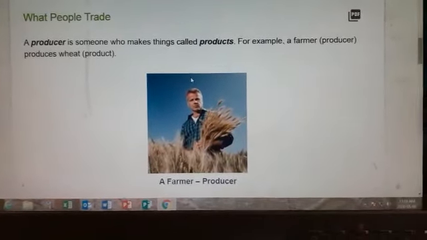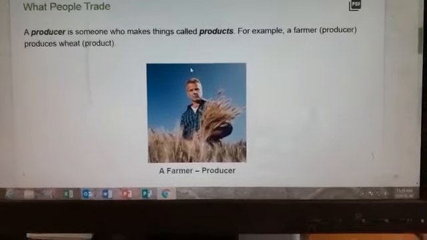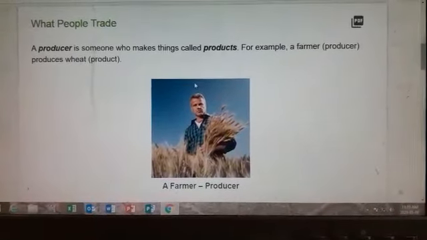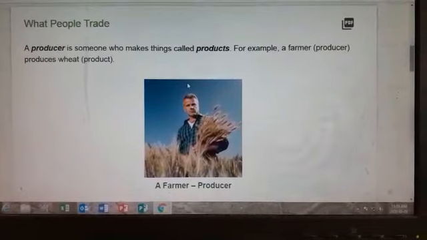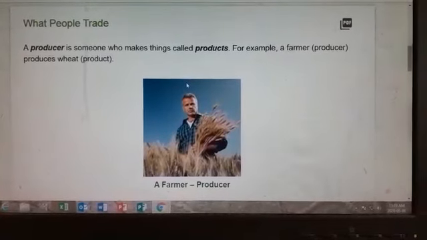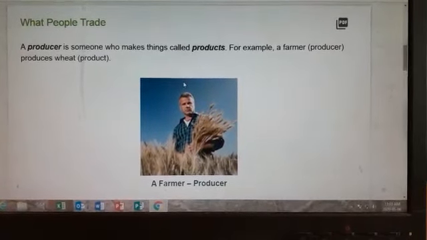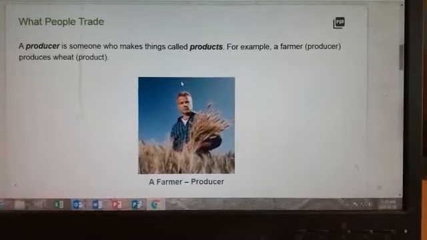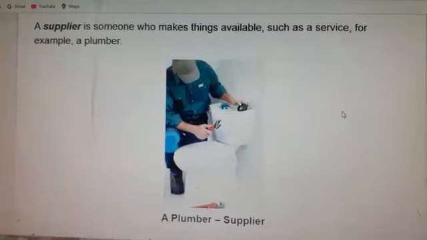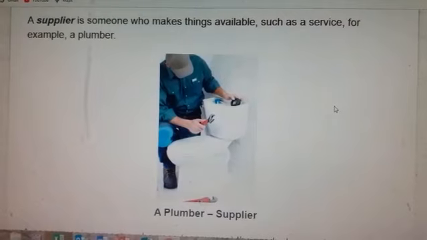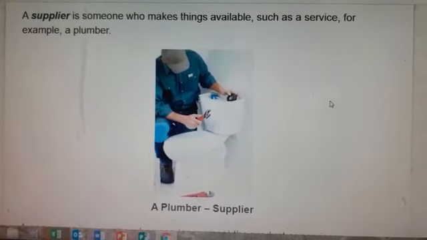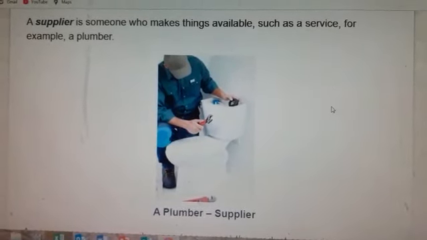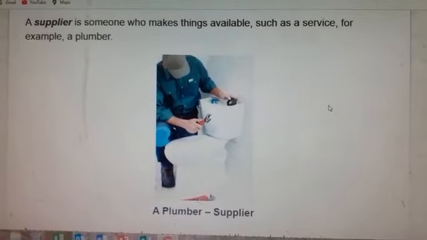So what do people trade? A producer is someone who makes things called products. For example, a farmer is the producer because he produces wheat, which is the product. A supplier is somebody who makes things available, such as a service. And an example of this is a plumber.